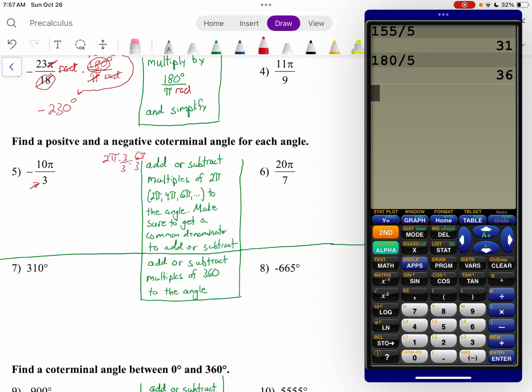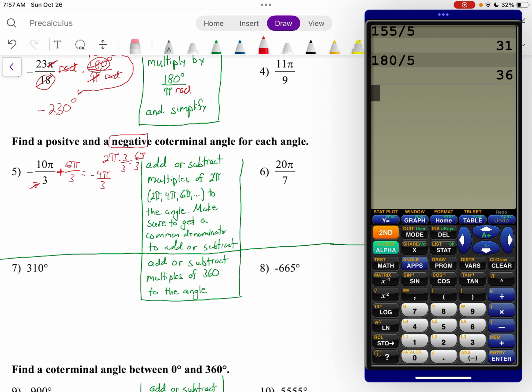So we can add 6 pi over 3, or we can multiply that by any multiple. We can add 12 pi over 3, and I'm noticing adding 6 pi over 3 actually is good, because that will give us another negative coterminal angle. So we can add 6 pi over 3, because that won't get us out of the negatives yet. And so that's negative 4 pi over 3. So that is a negative coterminal angle.